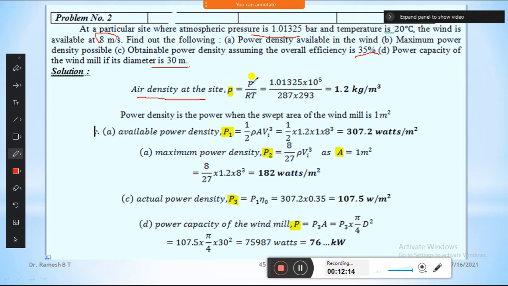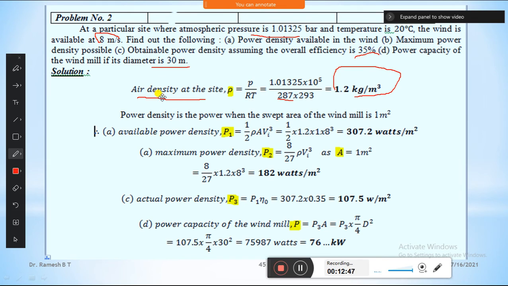So rho is equal to, we already know that, P by RT. P is the pressure, R is the gas constant, and T is the temperature. We already know P is equal to 1.0132 into 10 raised to 5, because it is in terms of Newton per meter square, divided by 287, which is a constant value that we already know, R, and T is in Kelvin, so you add 293. So finally you will get 1.2 kg per meter cube.